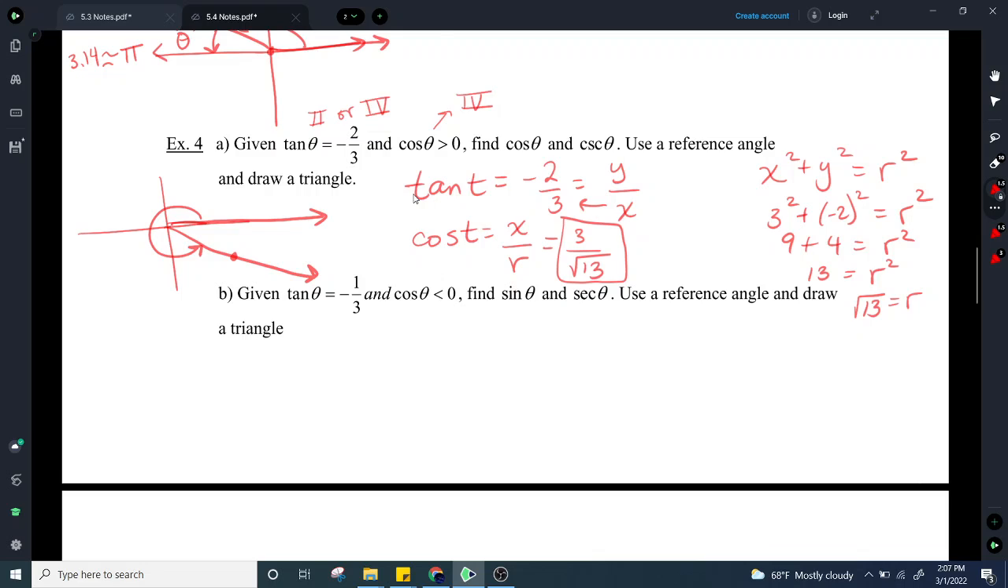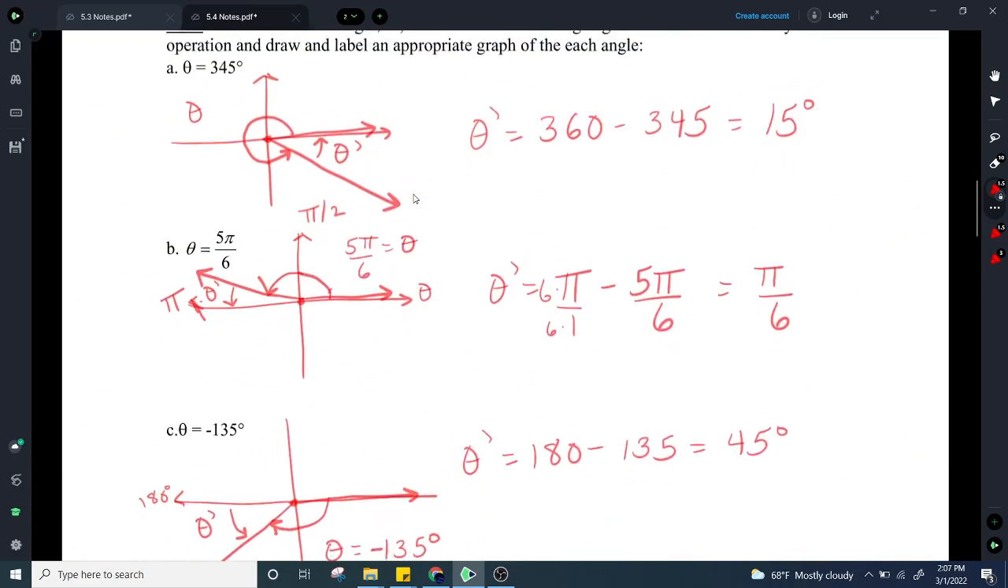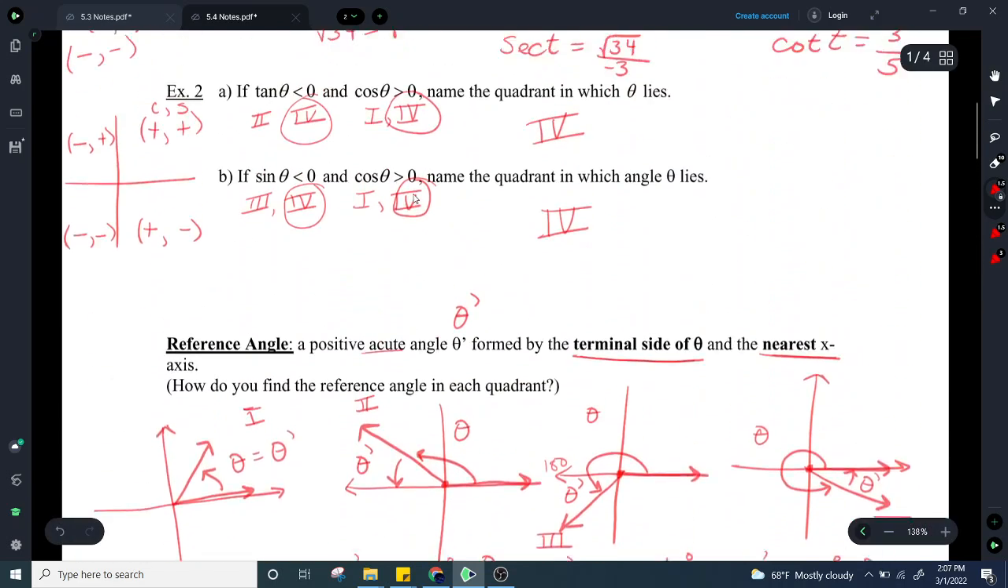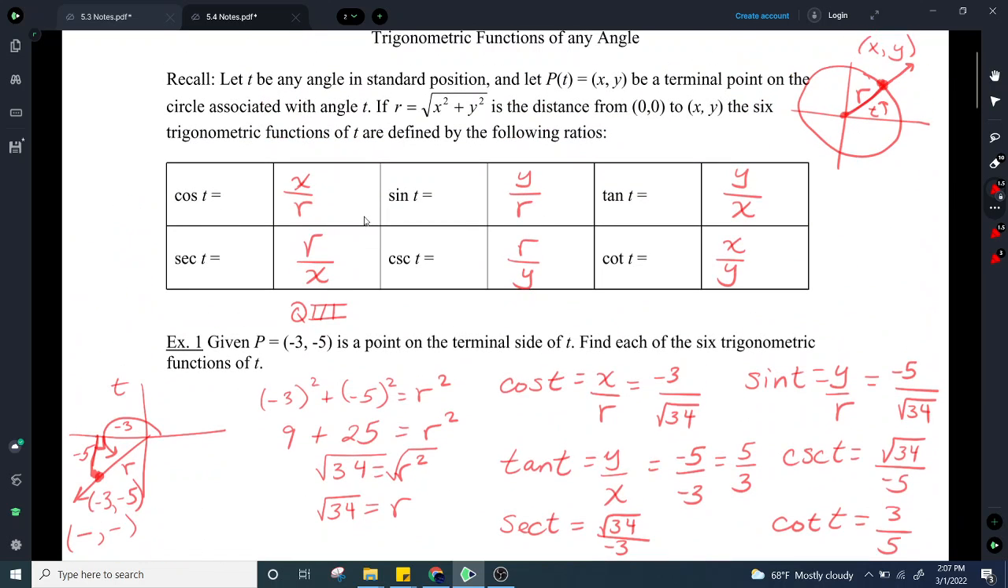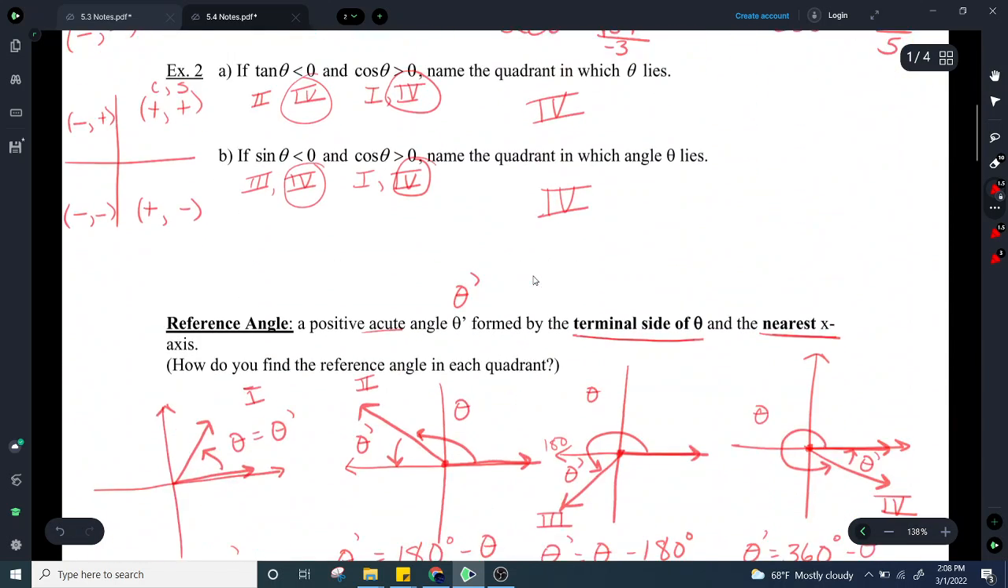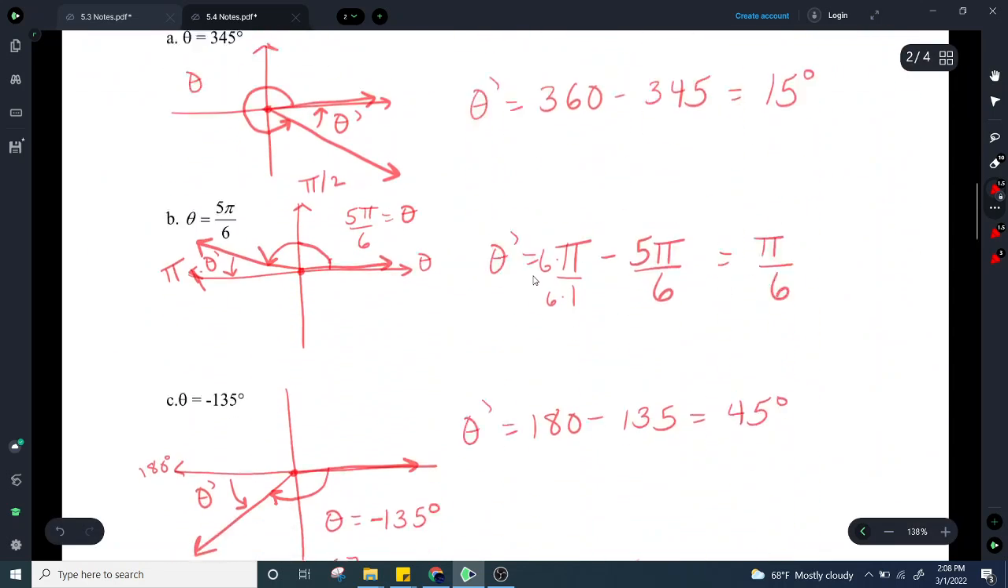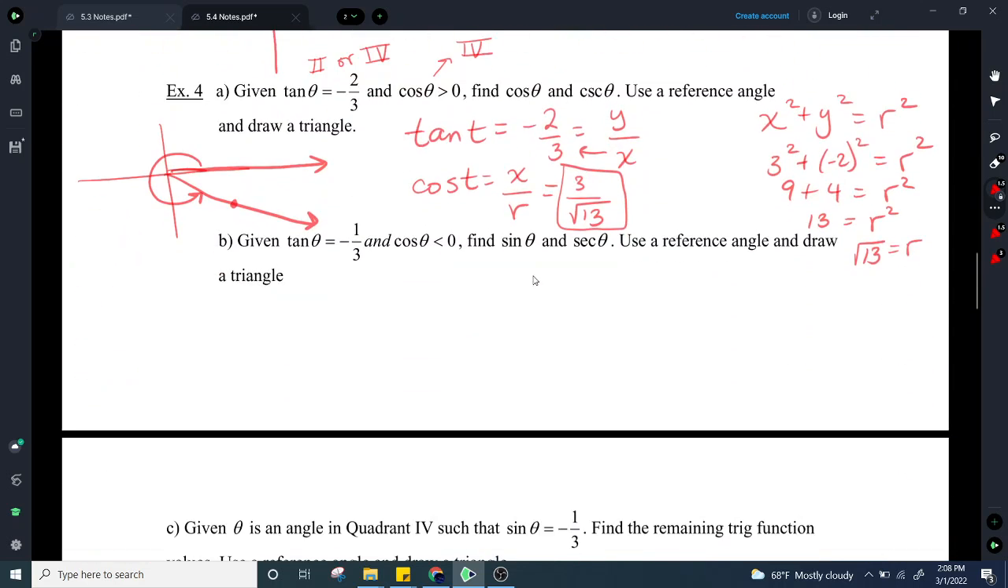Cosecant is the reciprocal of the sine function. Let's go back to the chart for a second. Sine is y over r, which means cosecant is r over y. So let's go ahead and write that down. Cosecant is going to be r over y. Well, r we just figured out was the square root of 13.